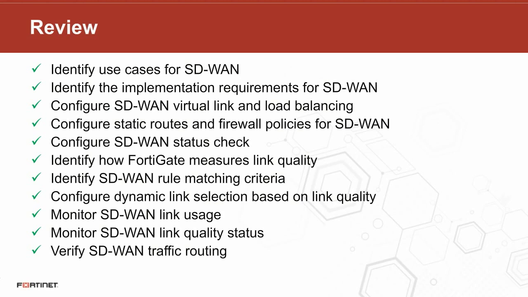This lesson covered the following objectives: identify use cases for SD-WAN, identify the implementation requirements for SD-WAN, configure SD-WAN virtual link and load balancing, configure static routes and firewall policies for SD-WAN, configure SD-WAN status check, identify how FortiGate measures link quality, identify SD-WAN rule matching criteria, configure dynamic link selection based on link quality, monitor SD-WAN link usage, monitor SD-WAN link quality status, verify SD-WAN traffic routing.